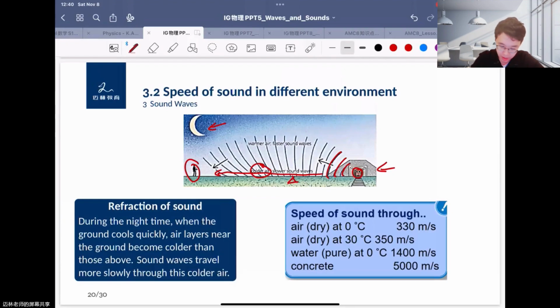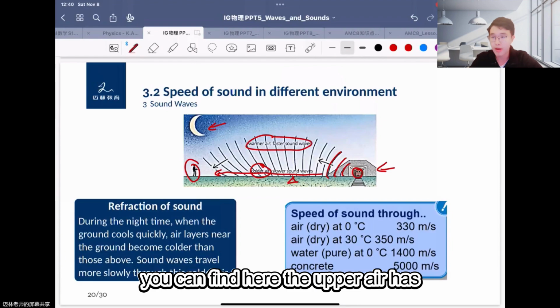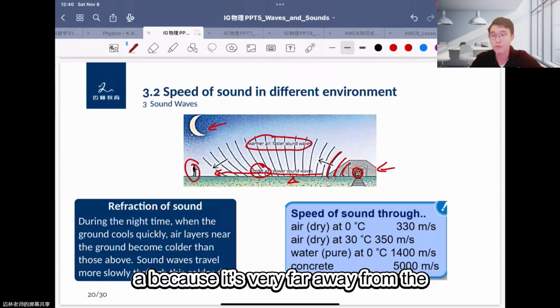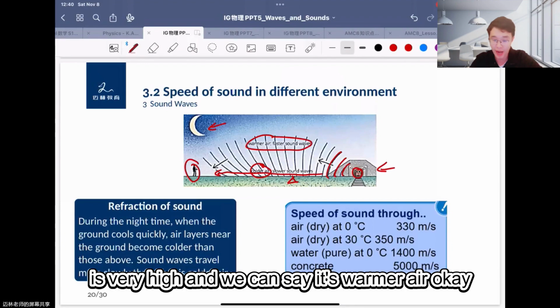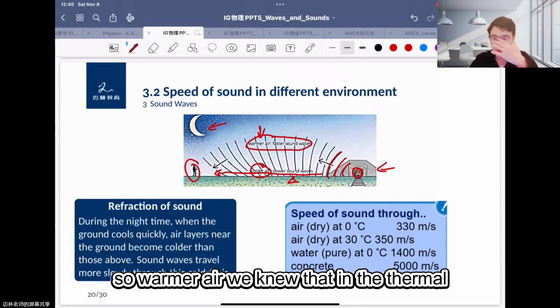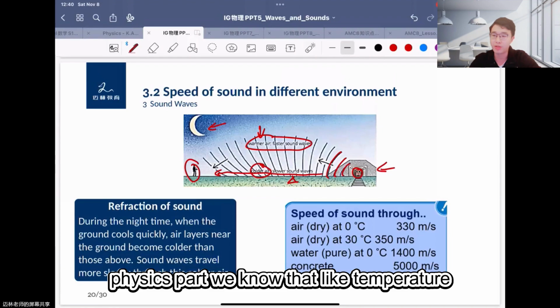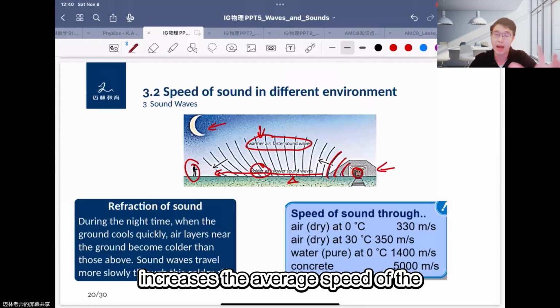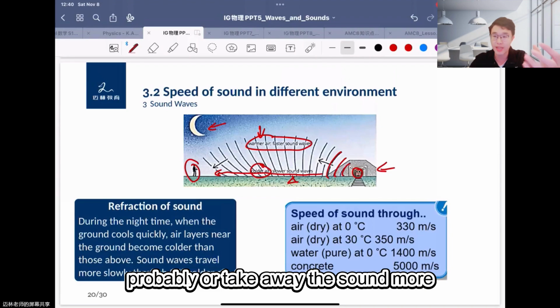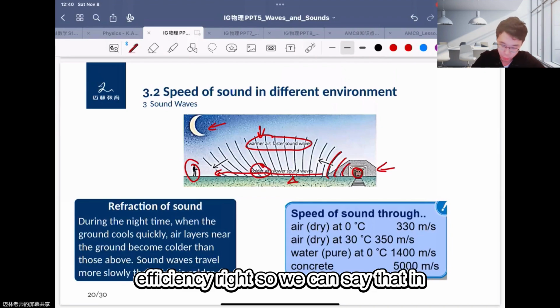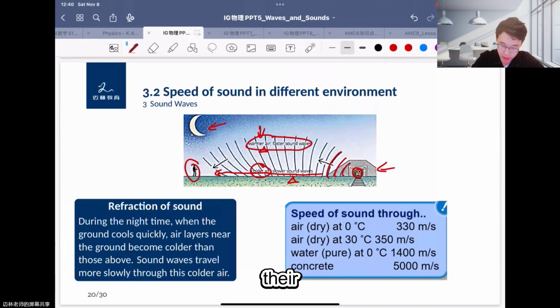And you can find here the upper air, because it's very far away from the ground, right? So the temperature of the air is very high, and we can say it's warmer air. Okay, so for warmer air, in the thermal physics part we know that as temperature increases, the average speed of the particles increases, right? So they can carry the sound more efficiently, right? So we can say that in warmer air the velocity of sound increases, okay?